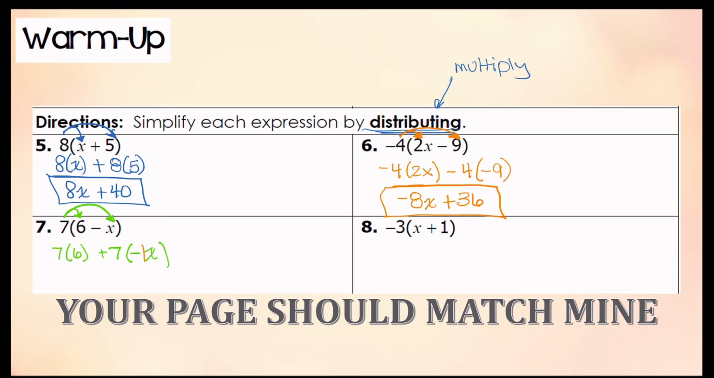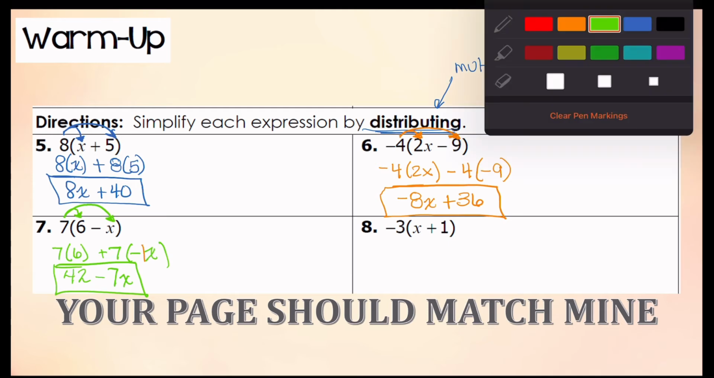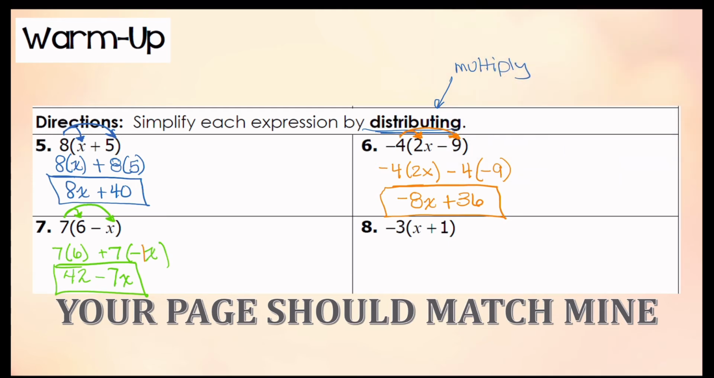So 7 times 6, we all know is 42. But when I come here, it's a positive 7. Remember, this was positive. Times a -1 gives me a -7x. Those negatives are going to change your outcome. Okay, we've got one more to handle here. Let's go do this one.